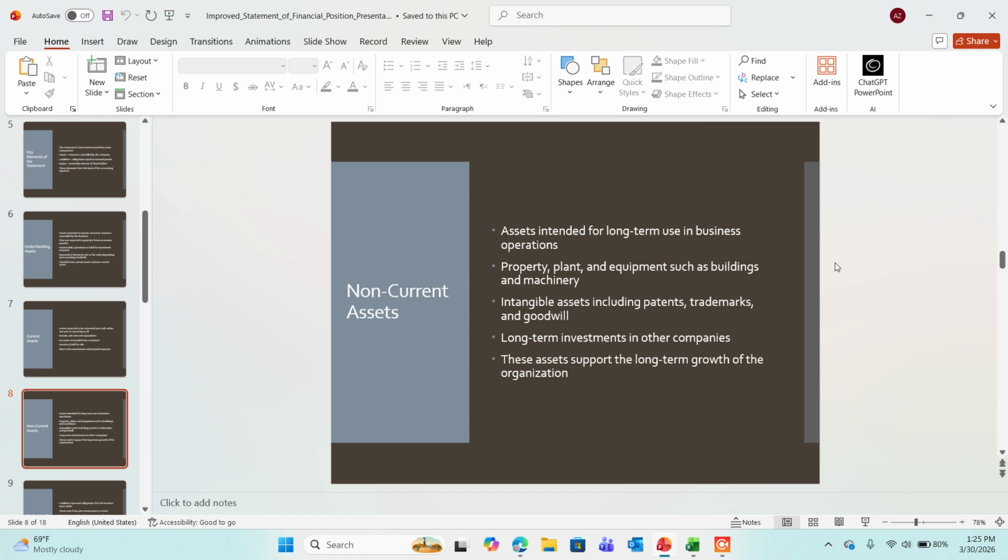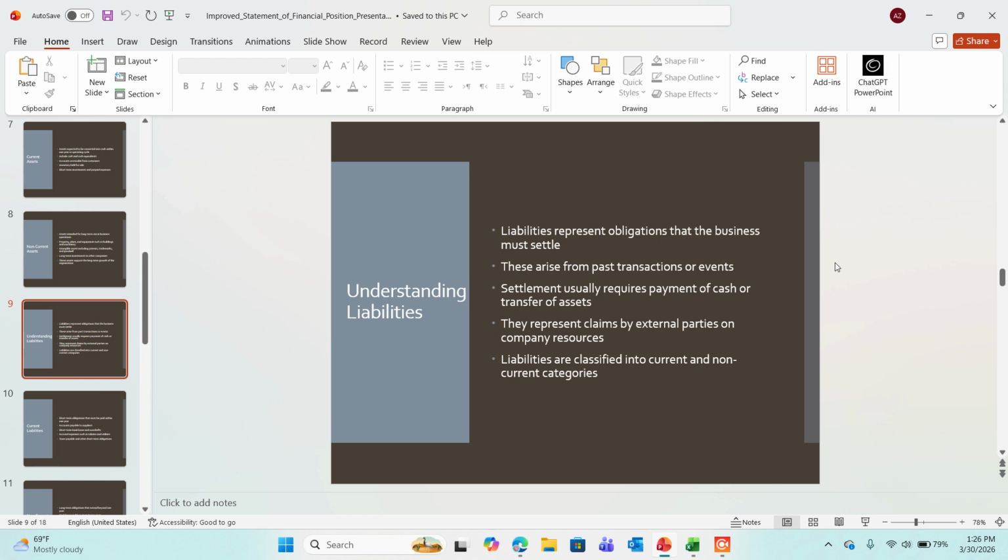Non-current assets. Non-current assets are long-term resources used over several years. They are not intended for quick resale but for operational use. Examples include buildings and machinery, vehicles, and intangible assets like patents and trademarks. These assets support long-term productivity and business growth. They also include long-term investments in other companies.